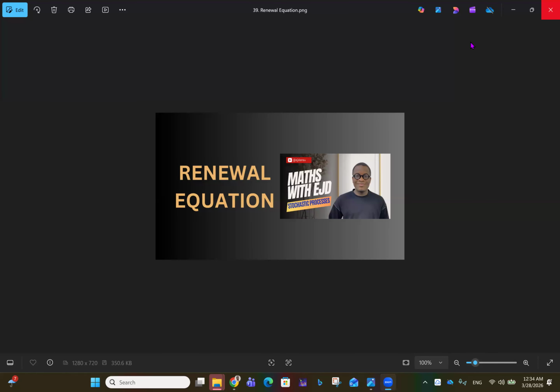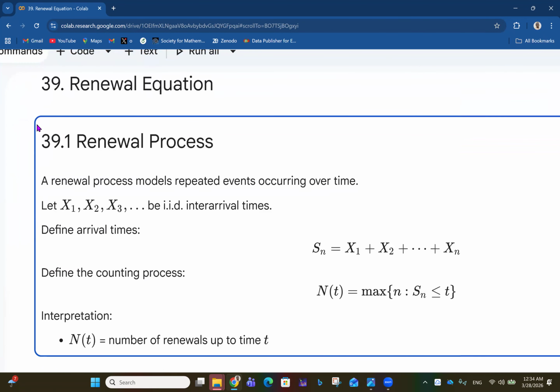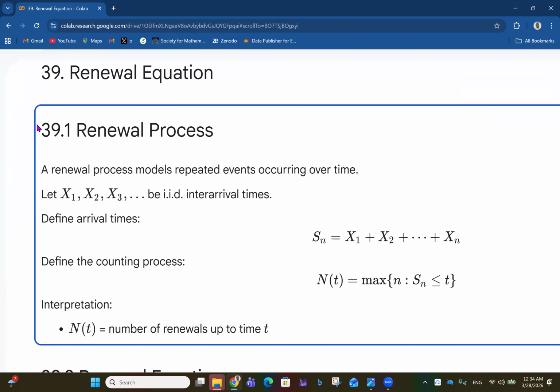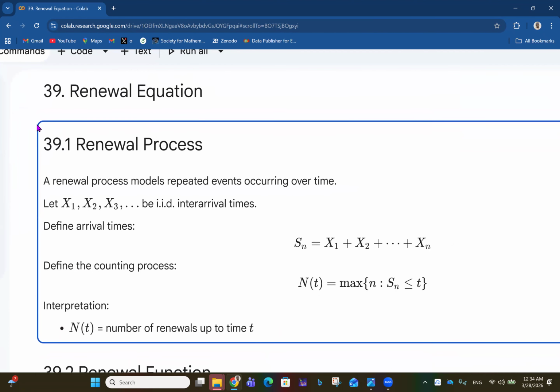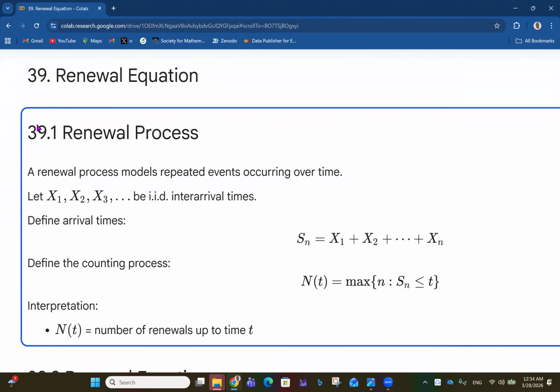We continue the stochastic processes playlist as we continue to look at renewal processes. And in this particular video, we turn to the renewal equation. We came across the concept of the renewal equation in the first video as we introduced renewal processes. So here we're looking at it in some more depth. So, the renewal equation. First of all, a refresher on renewal processes.